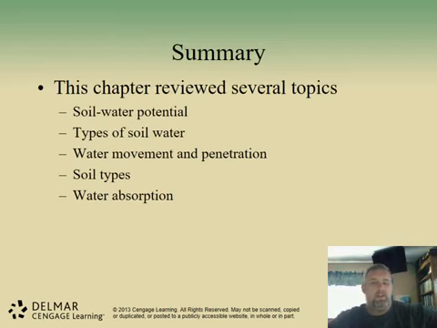So in summary, we talked about soil water potential. We talked about the types of soil water. We talked about how water moves and penetrates into the soil. We talked about different soil types and how those can be affected by water movement. And we talked about water absorption. Something I would really like you to focus on through this lecture is the three types of water: saturation, field capacity, and the permanent wilting point, understanding how those three water potentials act upon a plant. Understanding those three is going to be important for testing and assays.